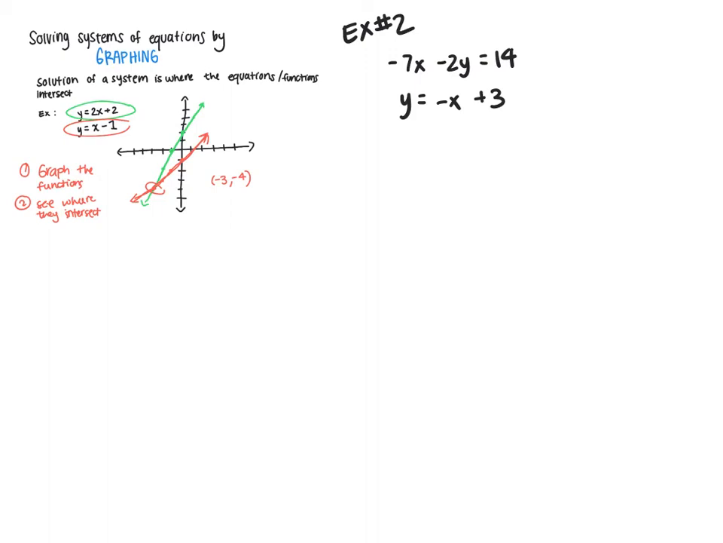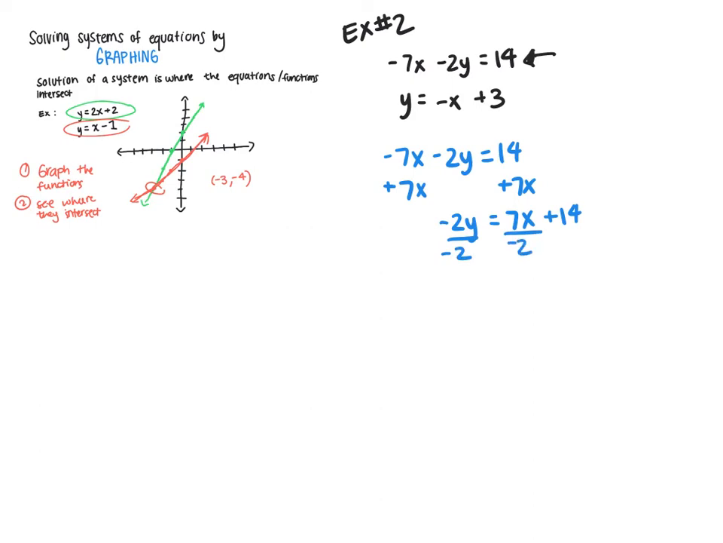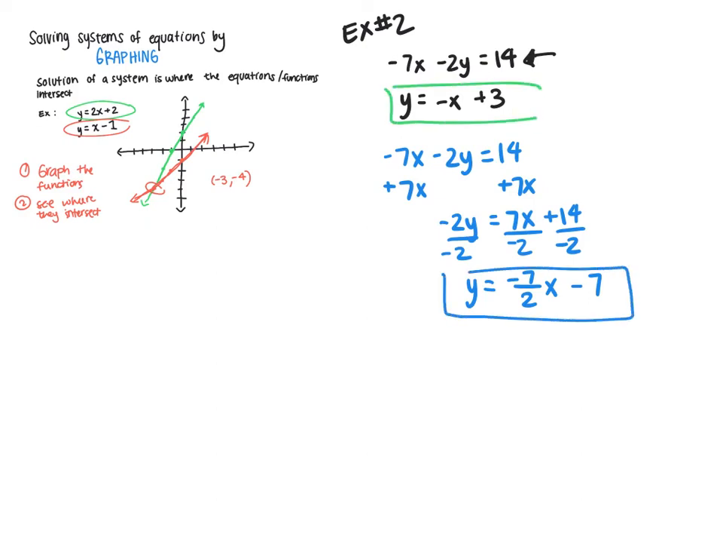Well, first things first is we need to make sure that this guy is in slope-intercept form. So I'm going to just go ahead and rewrite it. If we have -7x minus 2y equals 14, we're going to rewrite it so it is in slope-intercept form. And what we get is, dividing by -2 on both sides, we get y equals -7/2 x minus 7. So we can go ahead and graph this. We can go ahead and graph the second one.